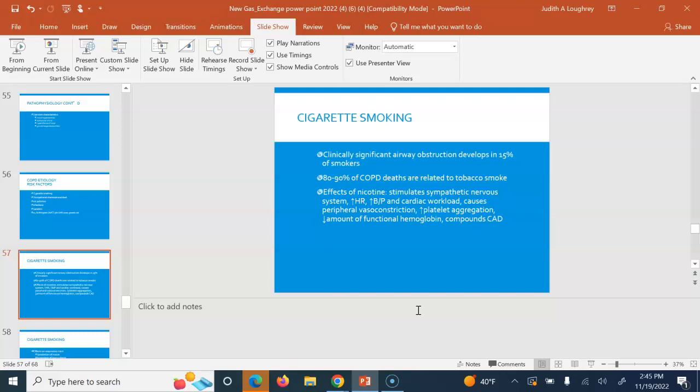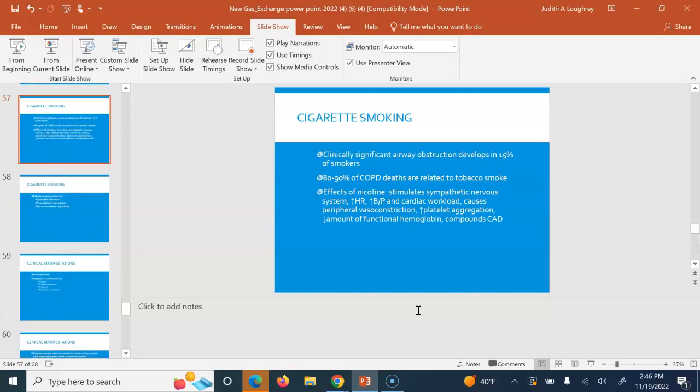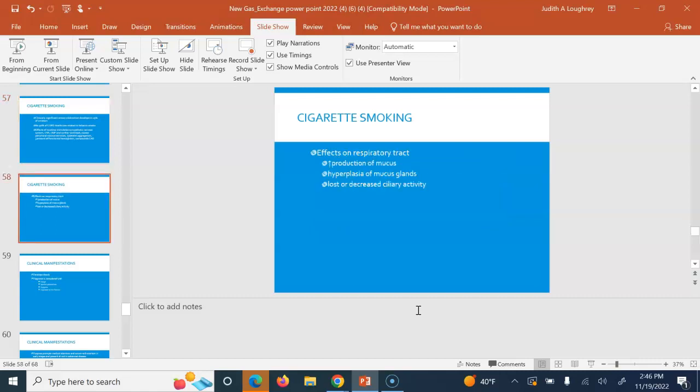And as you'll learn when Liz is talking about peripheral vascular disease, obviously smoking is a terrible thing, a lot of times because of the smoke, but also because of the nicotine effects, causing peripheral vasoconstriction and causing problems. There are certain diseases that can be very much exacerbated or caused by cigarette smoking. So again, cigarette smoking's effects on the respiratory tract: it increases the production of mucus, causes hyperplasia of the mucus glands, and it also contributes to the loss or decreased ciliary activity.